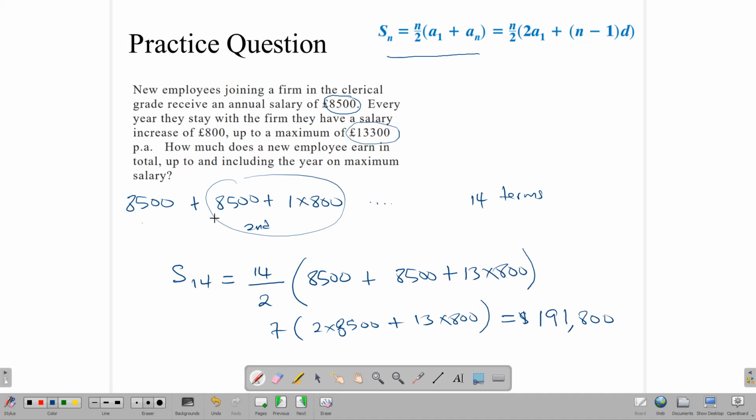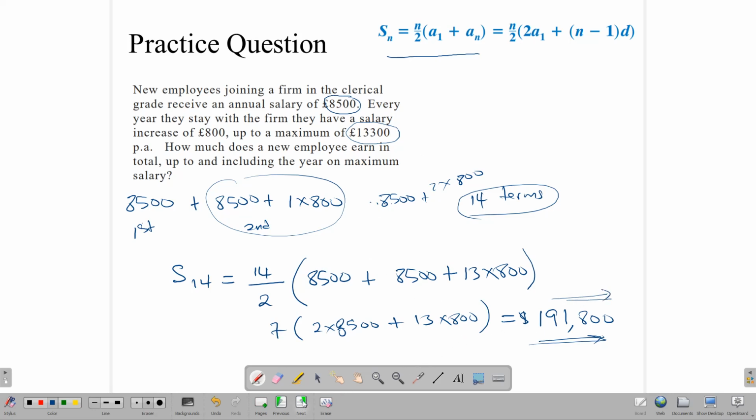So here, we mentioned that in the first year, this is the first year. In the second year, the person would get this. In the third year, they would get 8,500 plus not 1 this time, but 2 times 800. And so it will continue up until those 13 terms plus this first one. We end up being 14 terms. That's how we got 14 terms. 14 divided by 2 using this formula. And so we end up with the first term plus the last term, and we end up with our total. So up until that time, how much does the new employee earn in total, up to and including the year on maximum salary? The year on maximum salary would be the 14th year. All right. And then this would be the total that the person would have received.